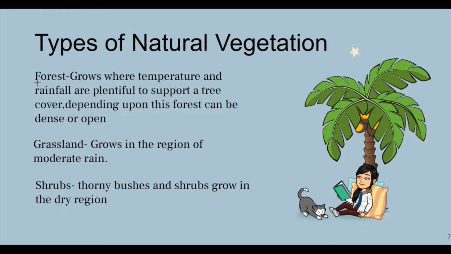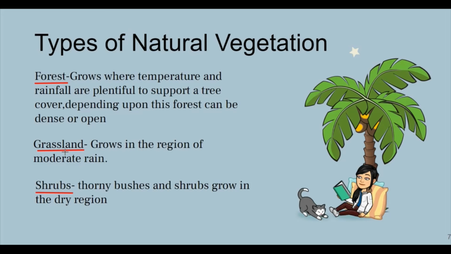Over here, as you can see, the first type is forest. Then we have grassland. Then we have shrubs. Let's see what a forest is. Forest grows where temperature and rainfall are plentiful to support a tree cover. Depending upon these factors, it can be dense or open. So forests are of 2 types. The first is very dense, and the second is quite open, meaning there are not so many trees at a time.